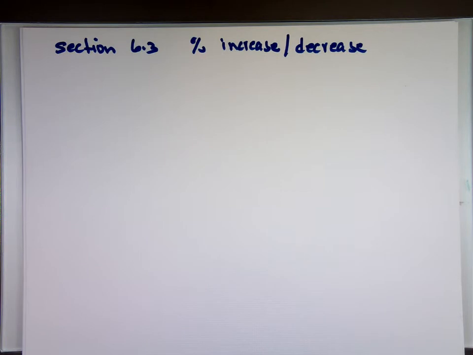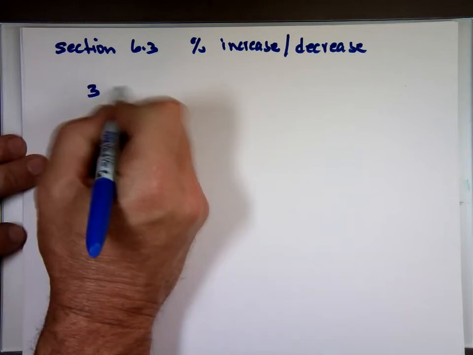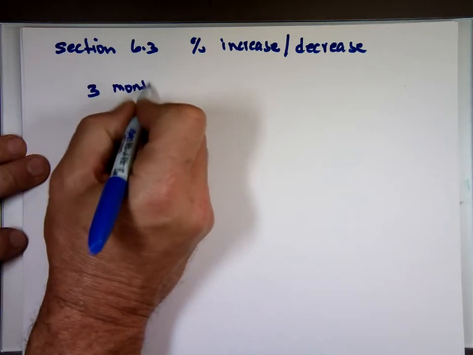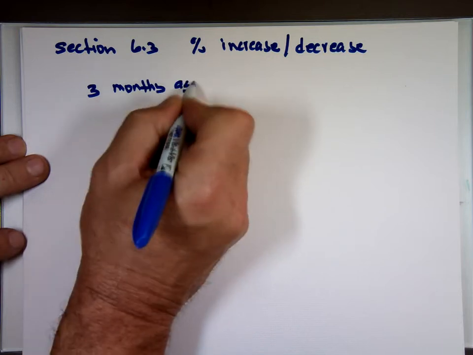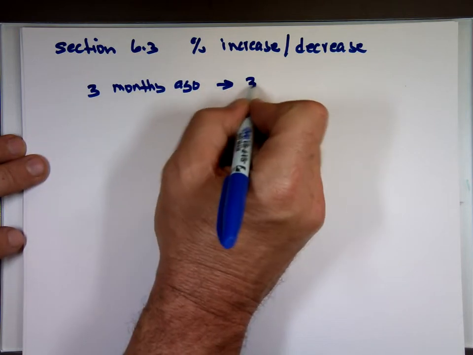If you have a retirement account like your work, usually every 3 months you get a statement in the mail saying this is what you have. And people usually want to know how much money, what's the return on my investment was. So for the sake of discussion, let's say you had $3,000 in your account 3 months ago.